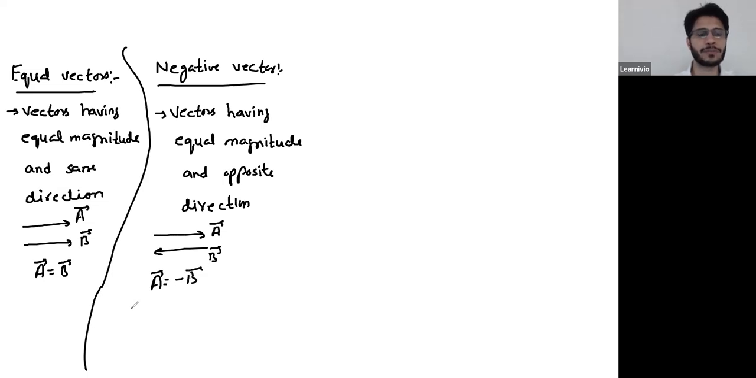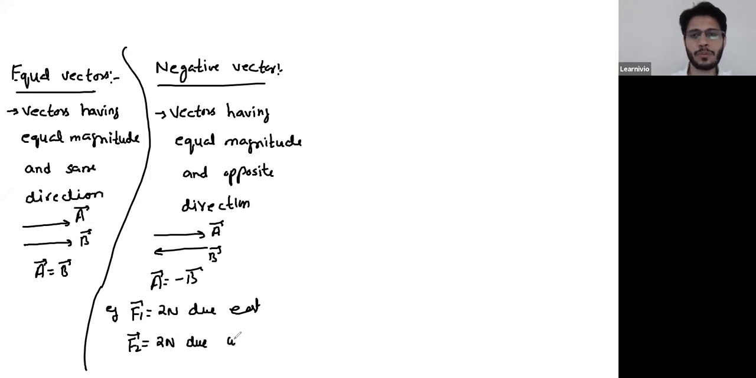For example, say you have a force of 2 Newton due east. Sani, can you guess the negative vector of F1? If F1 is a force which is 2 Newton due east, what would be the negative vector of F1? Vector having same magnitude but exactly opposite directions. So F1 and F2 have exactly same magnitudes but opposite directions. So they are negative vectors. Is it clear? Equal and negative vectors?